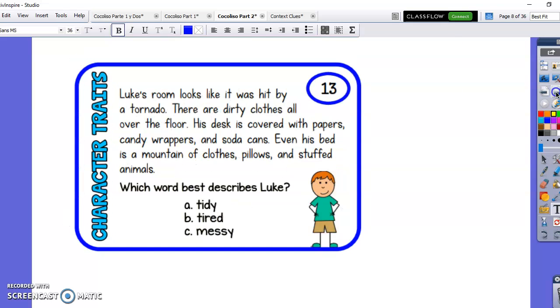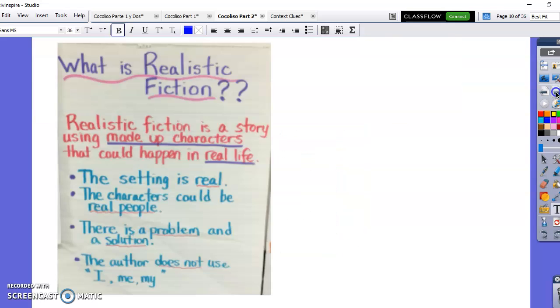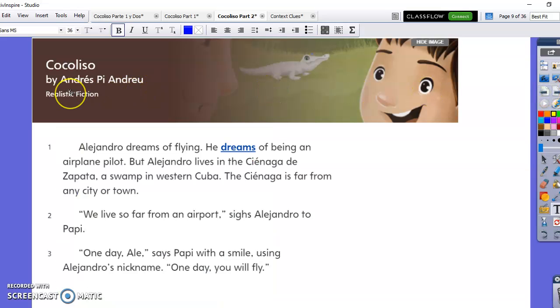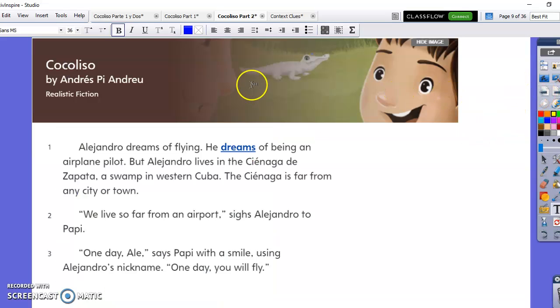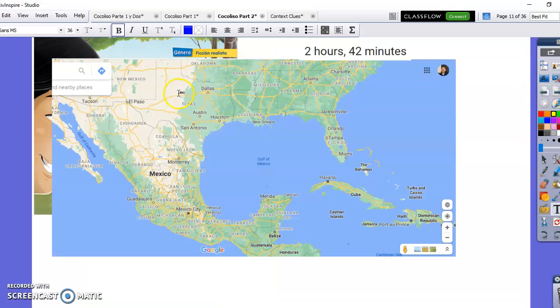I was going to go over some character trait flashcards with my class. Remember also, we're reading a story that is a realistic fiction. It's realistic because, above all else, the characters act like real people. The animals also are going to act like real animals. You're not going to see animals talking like people do. Also, it's realistic because the setting is real. This is a real place in Cuba.